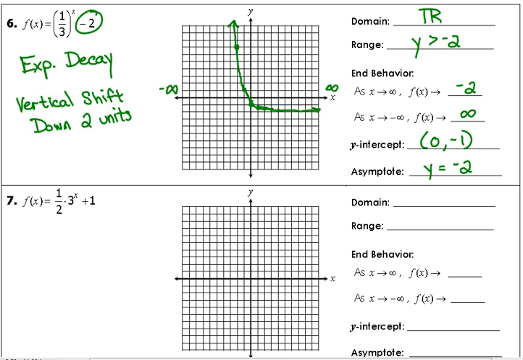So look at number 7. We've got 2 things happening to number 7. Our parent function is 3 to the x. So is that exponential growth or decay? Growth. All right. So the 1/2 is a vertical shrink by a factor of 1/2. And the +1 is a vertical shift up 1.